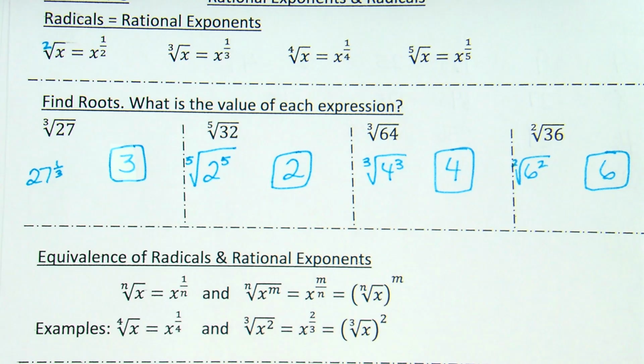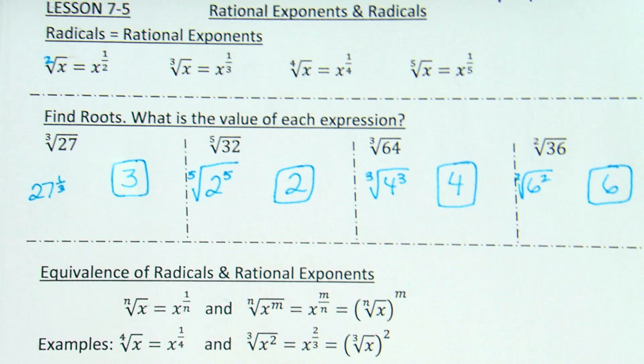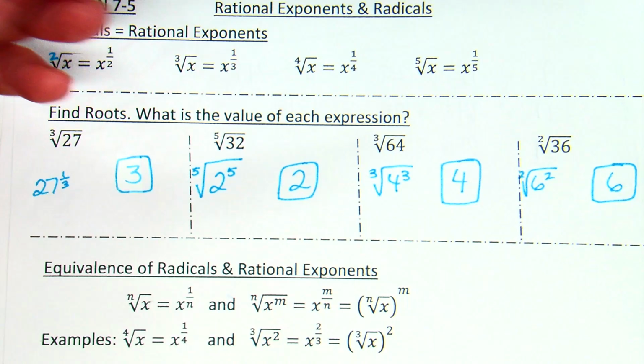Okay. Now, we're going to put this together with the idea of, if you glance down below, the ones we did at top were all just, okay, the cube root is rewritten as x to the 1/3. The fourth root, x to the 1/4. The fifth root, x to the 1/5, right? Well, what if there's a number other than 1 on top?